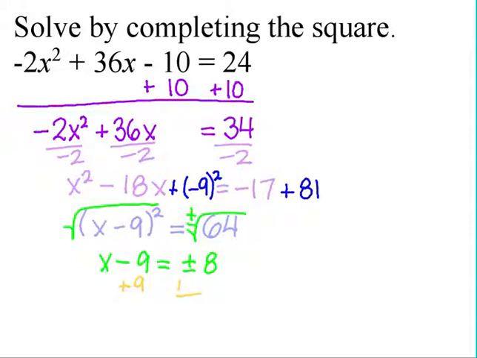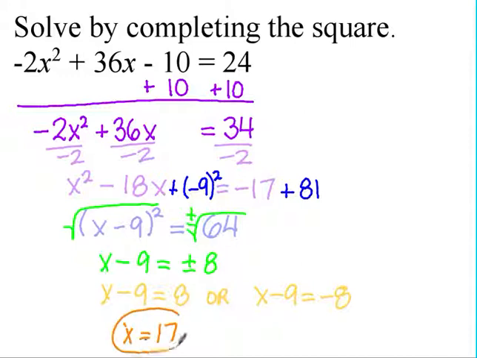Okay, so the two separate problems that I'm going to make this into are x minus 9 equals what? 8, or negative 8. Okay. So far so good? So what does x equal over here? 17, good. What does x equal here? 1. So far so good? So we've got one additional step, and that's all we're doing today. One additional step. So let's go ahead and look at another problem.